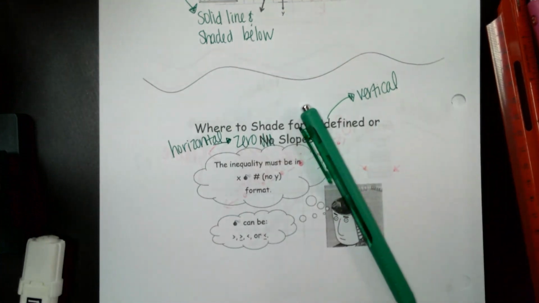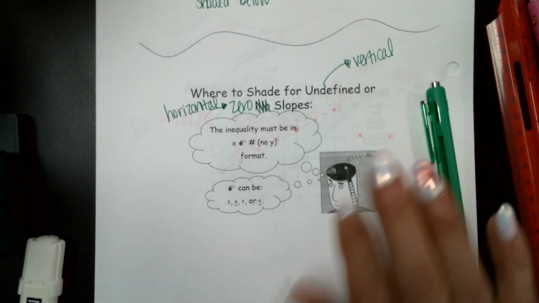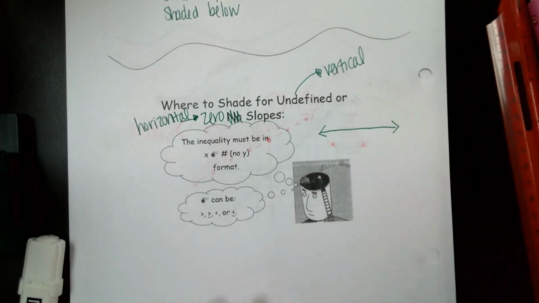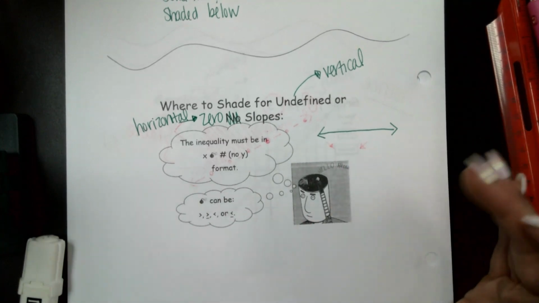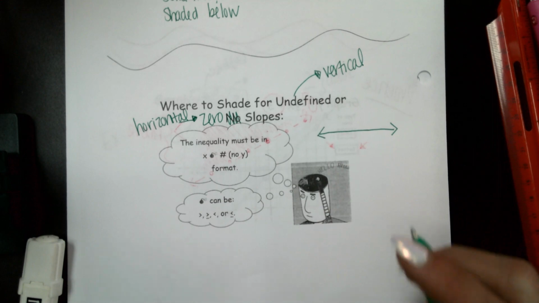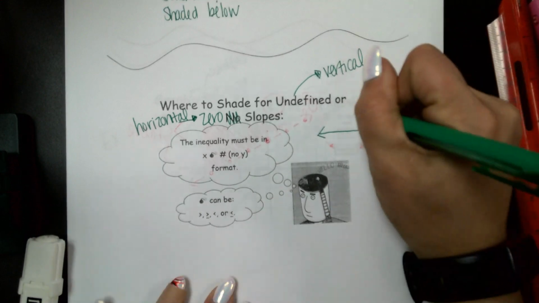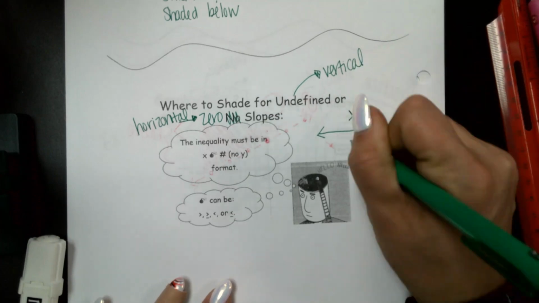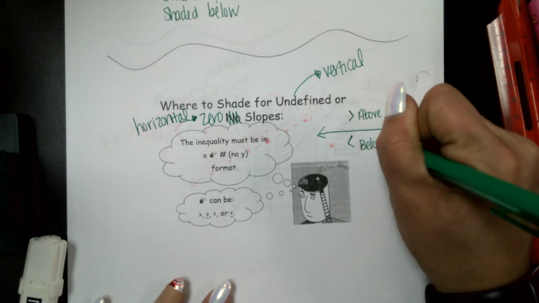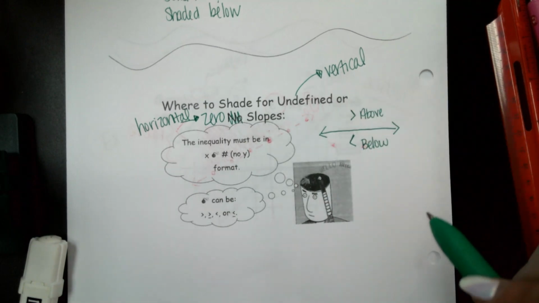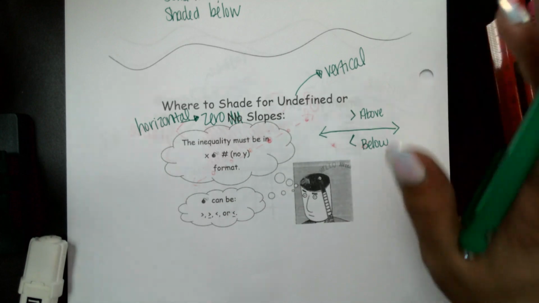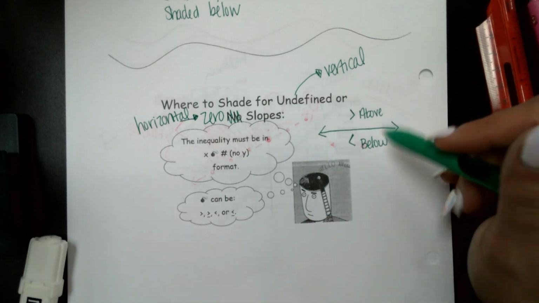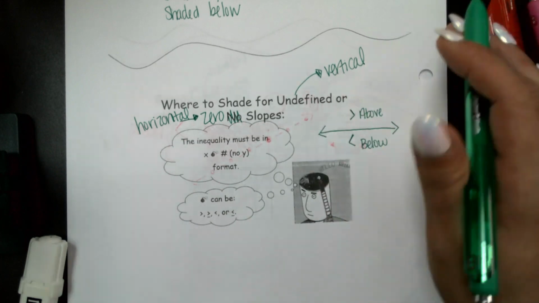Okay, so now this is actually really simple, you guys. Just think about this. If you had a horizontal line, whether it's solid or dashed, where's above that line? That's easy, right? If you have greater than, you would shade up here. This is the above. And if you had less than, this is the below. And again, you'd have to know whether there was an equal sign or not to know whether this was supposed to be solid or dashed. But as far as the shading, it's super simple for horizontal lines.